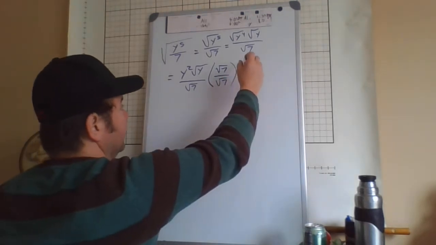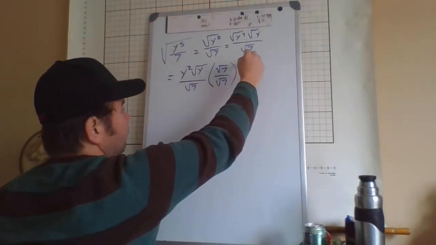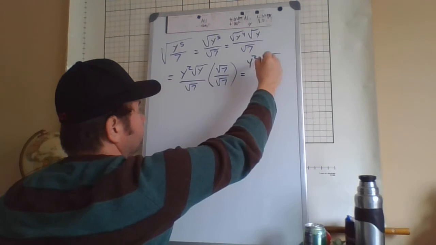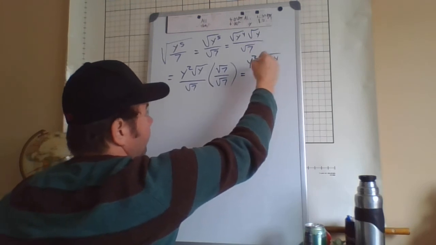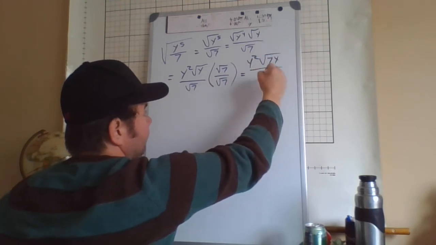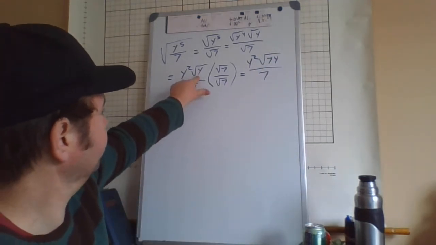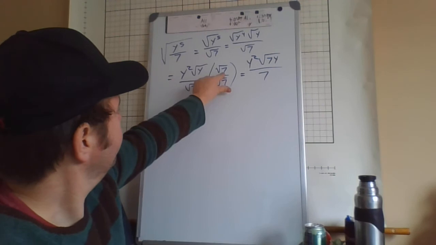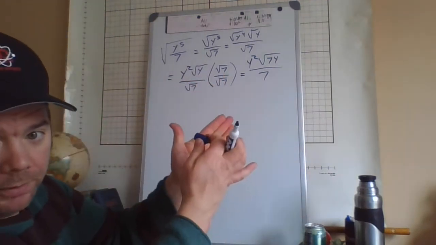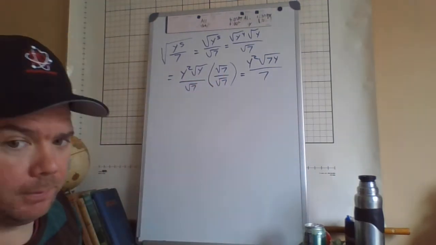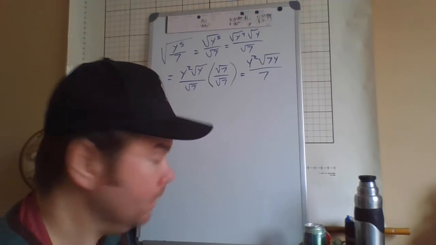So in the end you get y squared times the square root of 7y over 7. Where did the 7y come from up top? Well, that's because these are the same radical. When I multiply them, I can multiply the radicands and put them under the same radical. Okay?